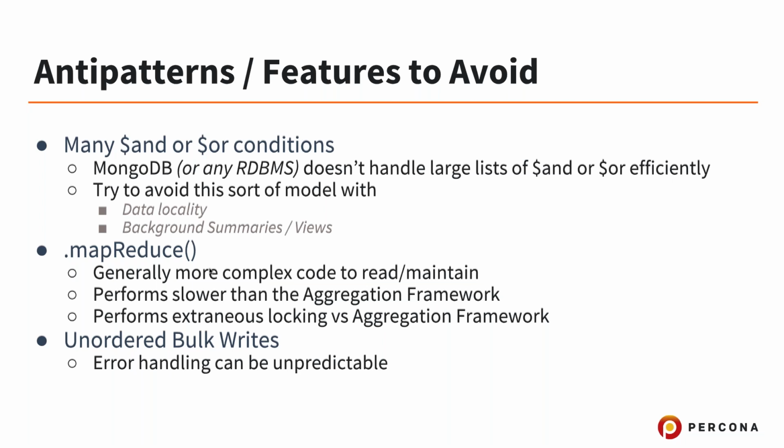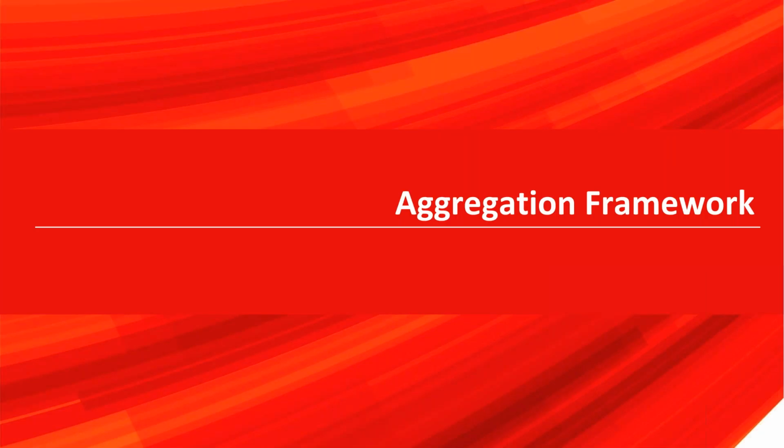So MapReduce, just like JavaScript, MapReduce is using JavaScript and does a lot of locking. Try to use the aggregation framework that we'll talk about. And I already talked about unordered bulk writes, that error handling can be unpredictable, just not very clean in your application if you let it run in parallel and not stop on the error.